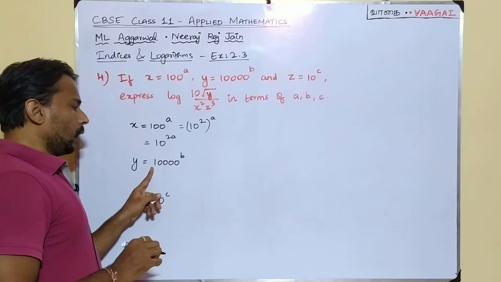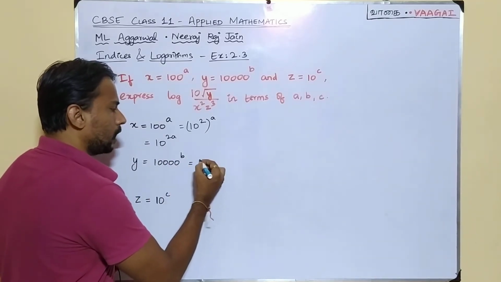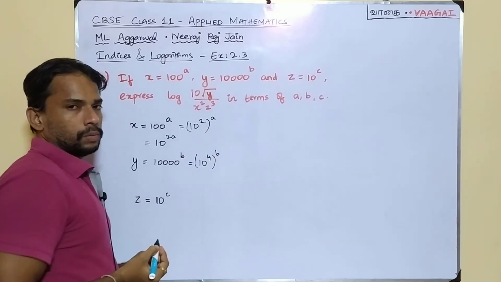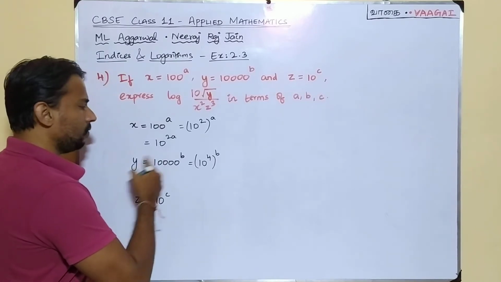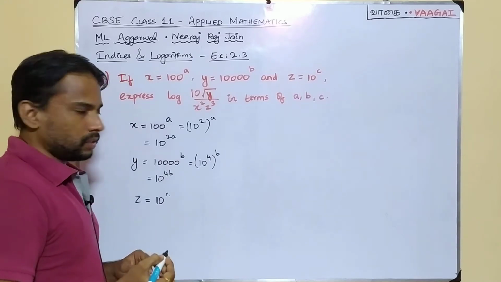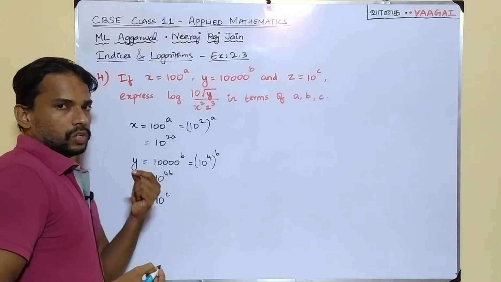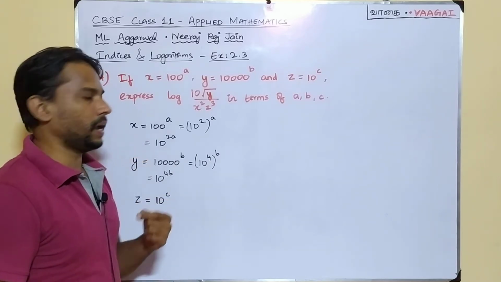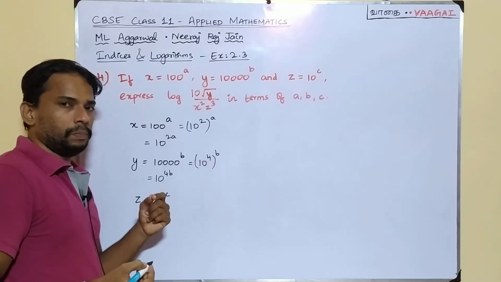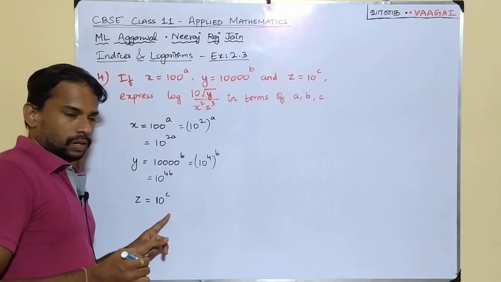Now for y we have 10,000 to the power b. This 10,000 can be written as 10 power 4, and again we have power b, so raised to the power b. So y will now become 10 to the power 4b, because 10 power 4 the whole power b, the powers get multiplied. We can use the exponents axiom, so 10 power 4 the whole power b becomes 10 power 4b. And last, we have z is equal to 10 power c.